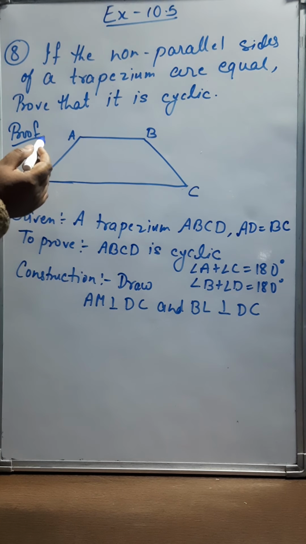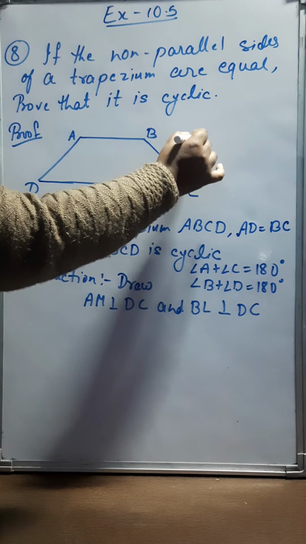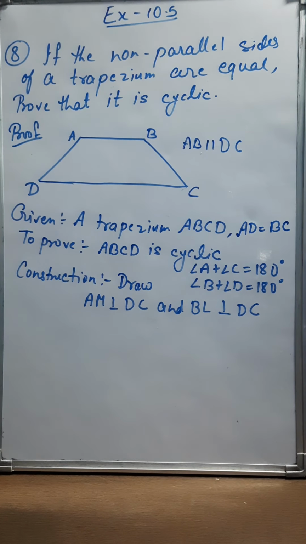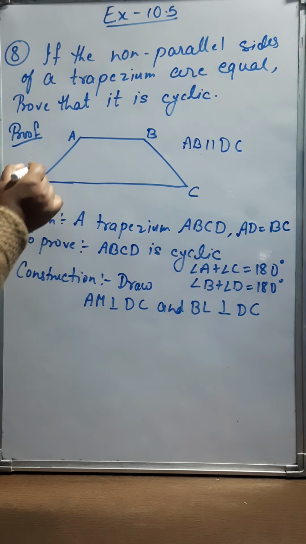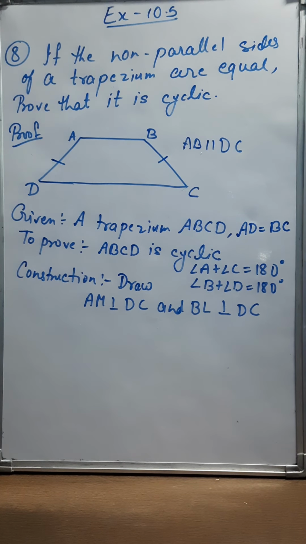So here I have taken a trapezium ABCD in which AB is parallel to DC. We know a trapezium is a quadrilateral in which one pair of opposite sides is parallel, and it is given that AD is equal to BC. This means it is an isosceles trapezium. We have to show that ABCD is a cyclic quadrilateral.